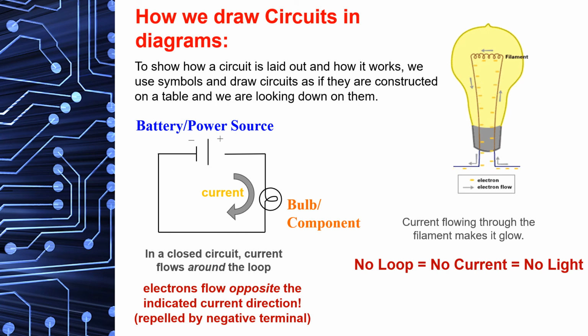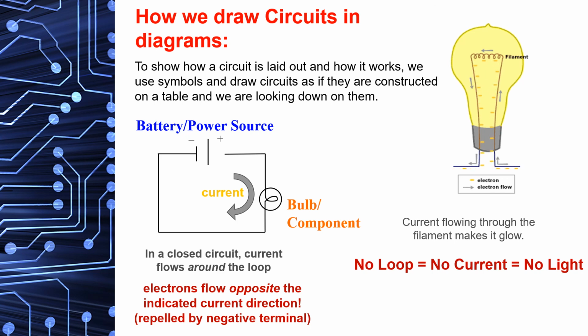If you can see, I'm not sure if my cursor will actually show here, but we have a battery or power source which has a positive side and a negative side. We have a bulb, like a light bulb or a component. There are a couple of different symbols. That's one of them, that kind of loopy circle thing. And then the wires, or the conducting pathway, we represent with lines, just straight lines.